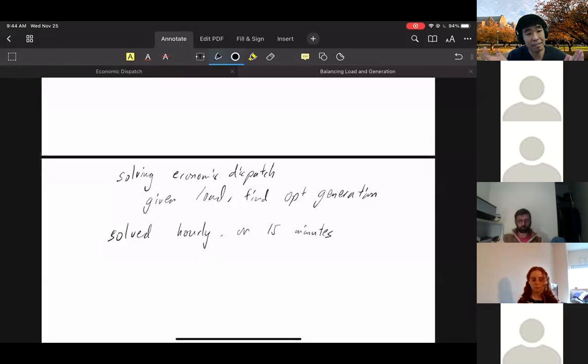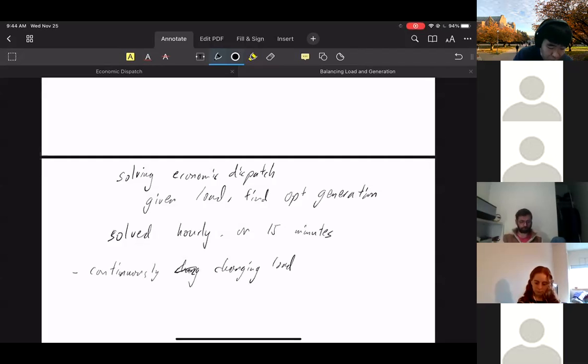We're going to look at several things. One is, load actually changes continuously. So we have the continuously changing load. We're going to look at what happens when the load changes continuously. How do we think about this problem?